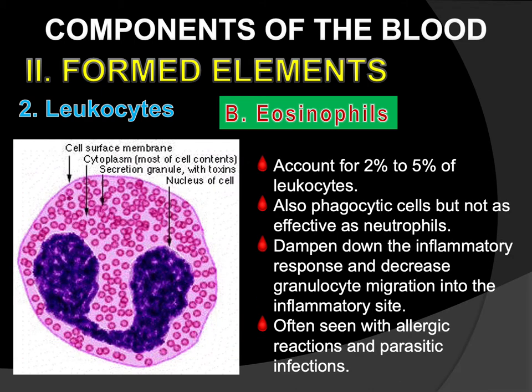Next are eosinophils, which account for only 2 to 5% of the leukocytes. They are also phagocytic because all WBCs are phagocytes, but they are not as effective as neutrophils. Why? If you look at their numbers, ang konti lang ng eosinophils compared sa napakaraming neutrophils. But its one significant function is it dampens down the inflammatory response and decreases granulocyte migration into the inflammatory site. Ibig sabihin, isa siya sa important na leukocytes para magsabing enough na yung nagpupuntang WBC doon sa site of infection. It's very significant sa mga parasitic infections and also even with allergic reactions.